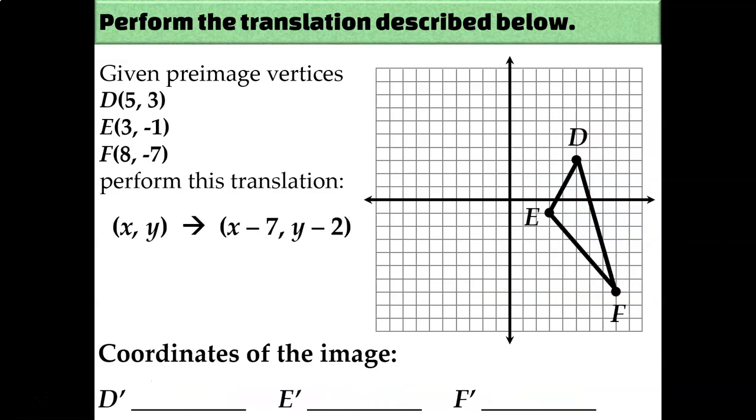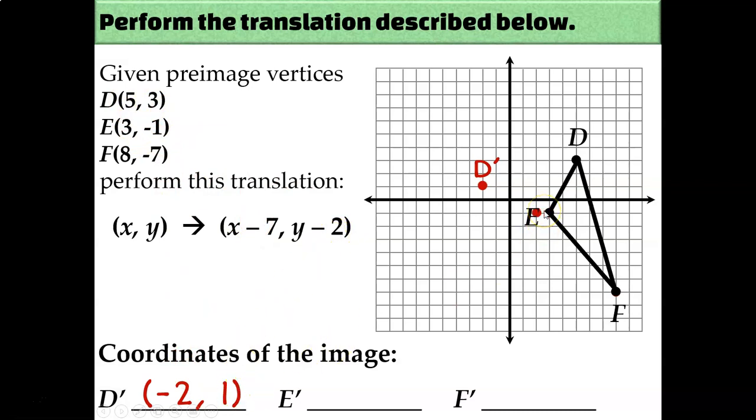Let's try another one. This time we're going to translate triangle DEF using the rule x minus 7 and y minus 2. This time I have subtraction instead of addition. Subtraction on x means that you're moving to the left, and subtraction on y means you're moving down. So for each of these points, starting at the pre-image point, I'm going to go 7 to the left and 2 down, which gives me the coordinates of -2, positive 1, which is also what you get if you do 5 minus 7, that gives you -2, and 3 minus 2 gives you 1.